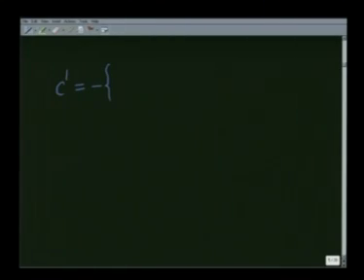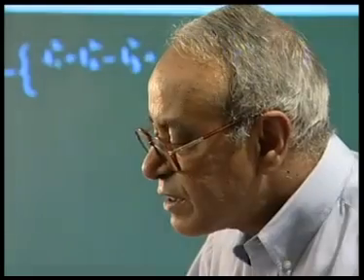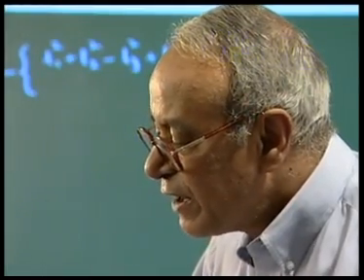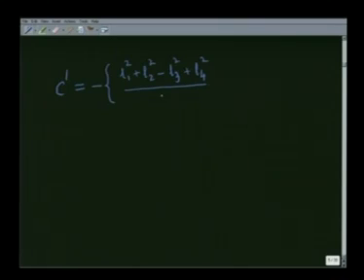That is, we will get c prime as L1 squared plus L2 squared minus L3 squared plus L4 squared divided by twice L2 L3 plus L1 by L4 cosine theta 2.